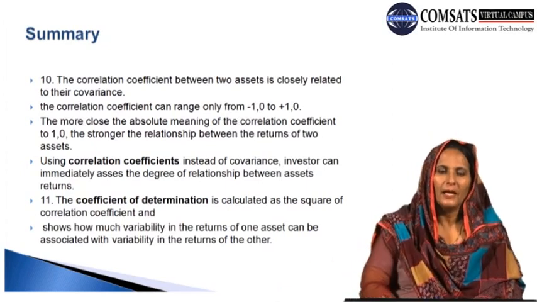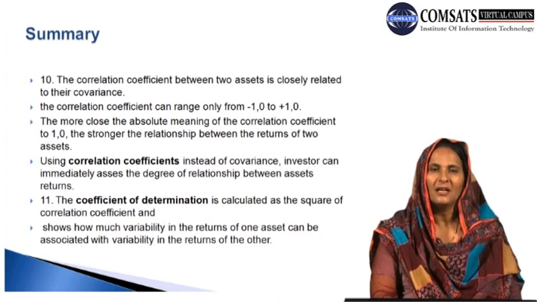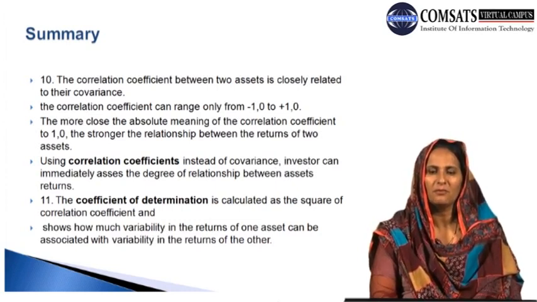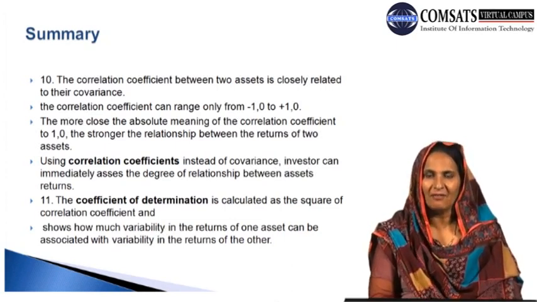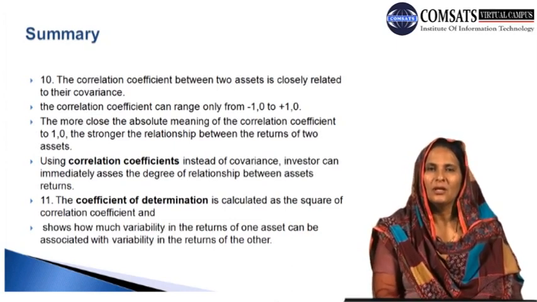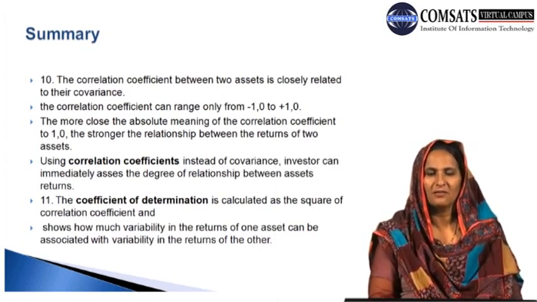The correlation coefficient between two assets is closely related to their covariance. So we can say when we want the association and the magnitude of association between two assets, we can calculate the correlation coefficient. The concept of correlation coefficient is very much related to the covariance, that is, the type of covariance the two returns or two assets are likely to have. The correlation coefficient is likely to have a similar type of association with each other.